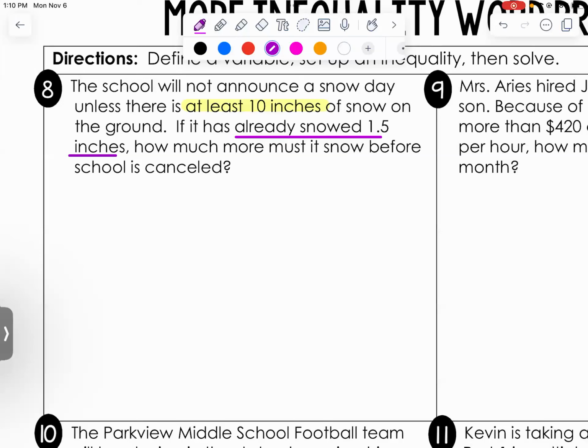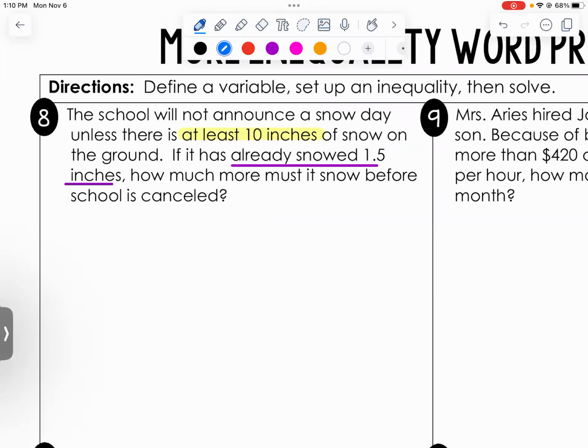So here's the deal. This is what I need to see from you. Number one, you need to define a variable. So what are we trying to look for? What's the question? What's the quantity that we don't know yet?